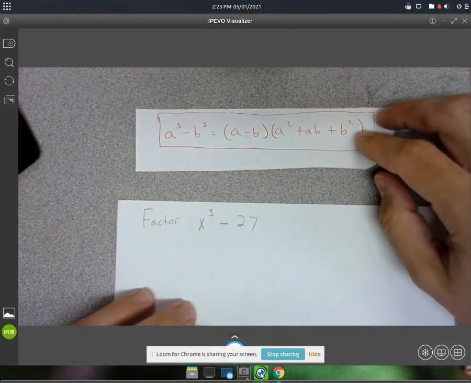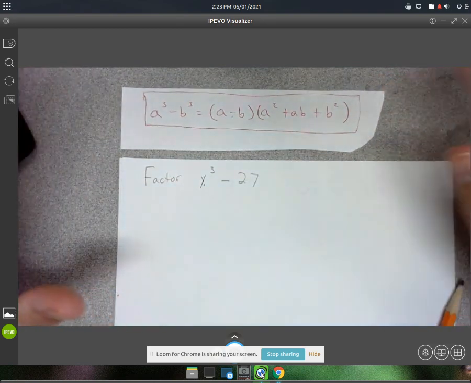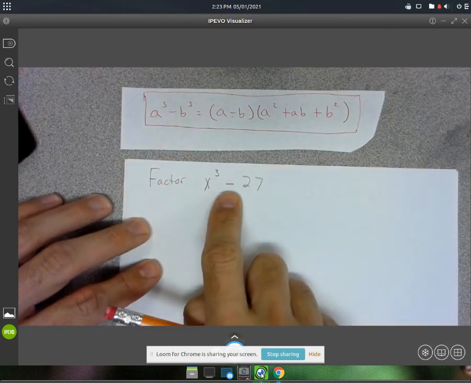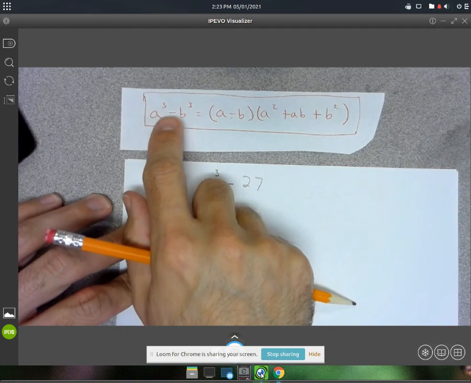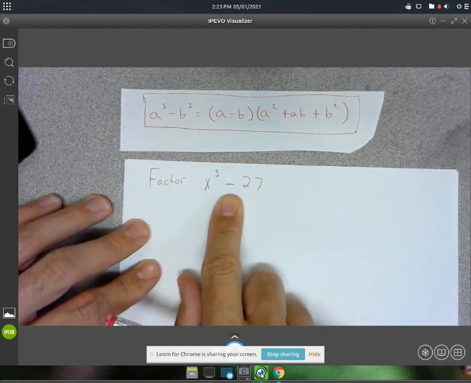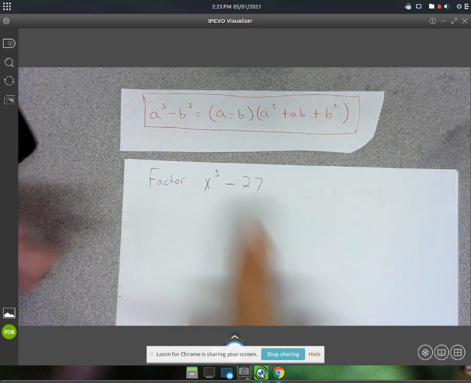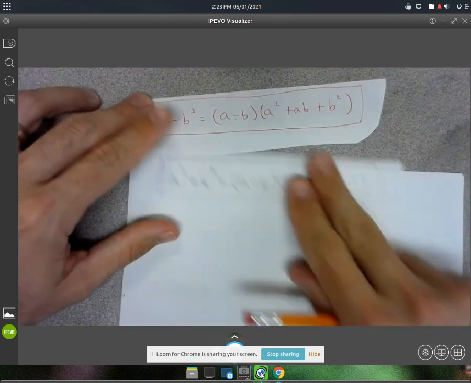All right. So here we've got factoring. We're going to use the difference of cubes formula. The reason it's the difference of cubes formula is because it is a subtraction here. That's the reason it's a difference of cubes formula. So that tells you which of these two formulas to use.